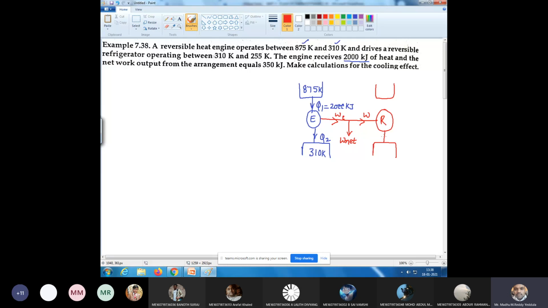It is taking heat from the lower temperature body and supplying it to the higher temperature body. The refrigeration temperatures are given as 310 Kelvin and 255 Kelvin. A reversible refrigerator. What is a reversible refrigerator? A reversible refrigerator is also a heat engine, with the directions reversed. Here it is mentioned as a reversible refrigerator, so 310 Kelvin over here and 255 Kelvin here.